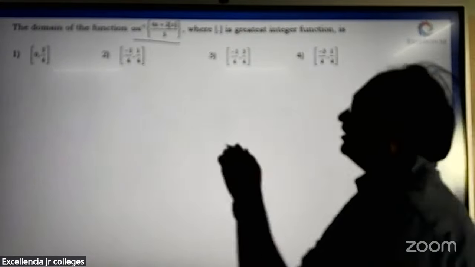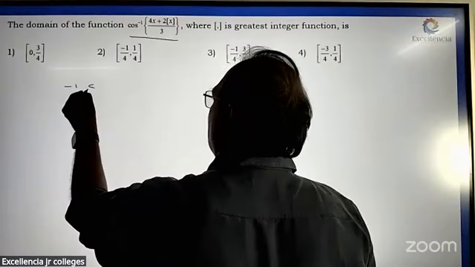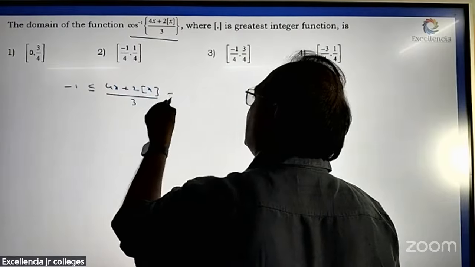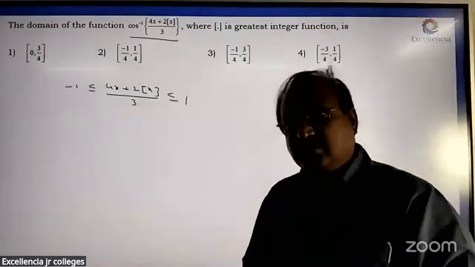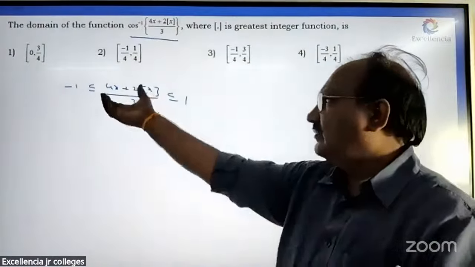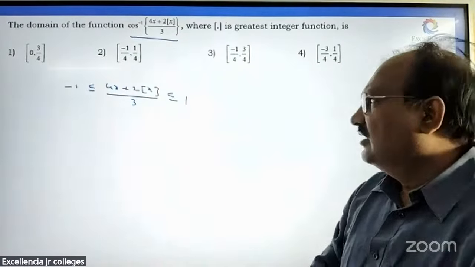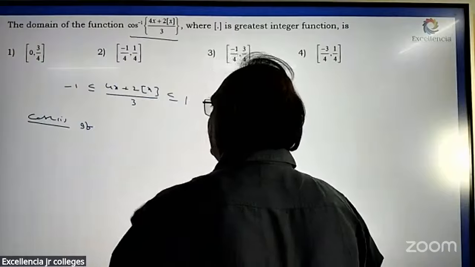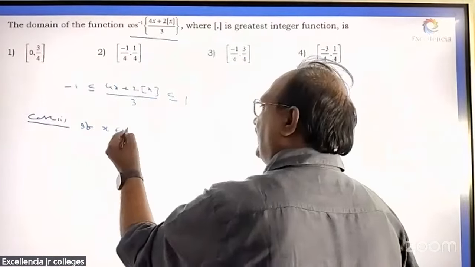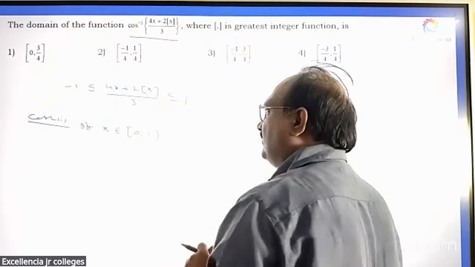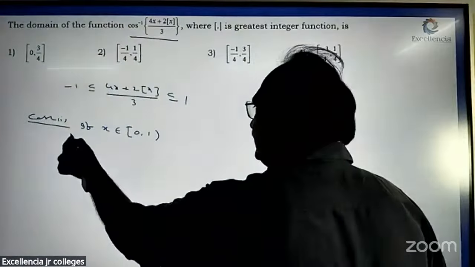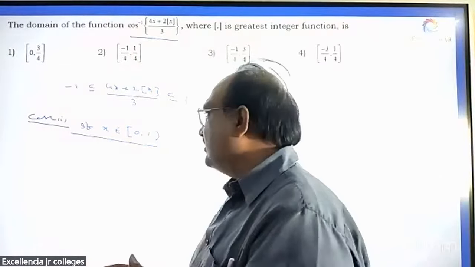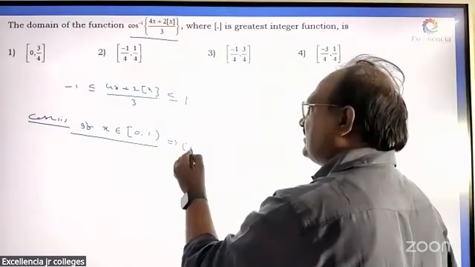So cos inverse x domain, you already know that minus 1 less than or equal to 4x plus 2 into step x by 3 less than or equal to 1, because cos inverse x domain is minus 1 to 1. So here also I am writing like this, for what values of x this holds. Now here we are having two cases. Case 1 is what? If x belongs to closed interval 0 to open interval 1. First case I take in closed interval 0 to 1. When 0 less than or equal to x less than 1, by the definition of step function, it becomes 0. In this case, step x is equal to 0.